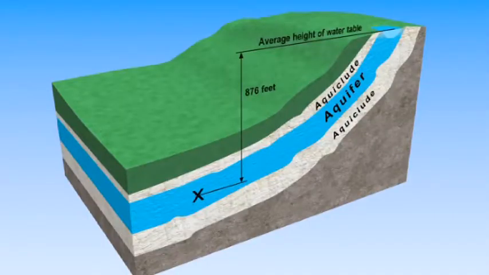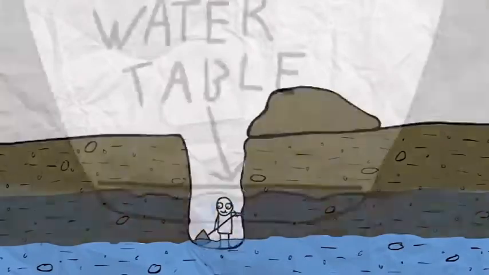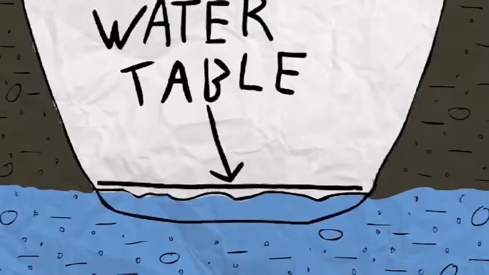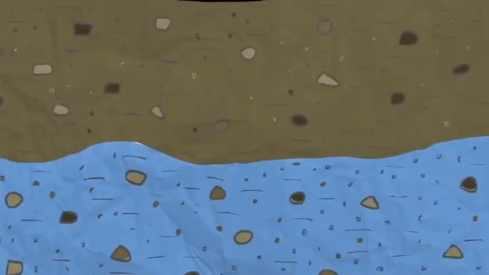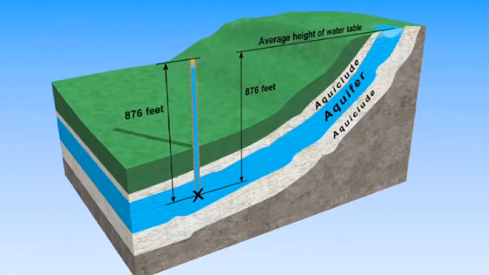The recharging of aquifers happens when the water table at its recharge zone is at a higher elevation than the head of the well. Here, at this point, if we sink a well of say 376 feet, water will automatically gush out due to the positive pressure. If we increase the height of the well to 876 feet, that is the height of the water table, the flow will stop.